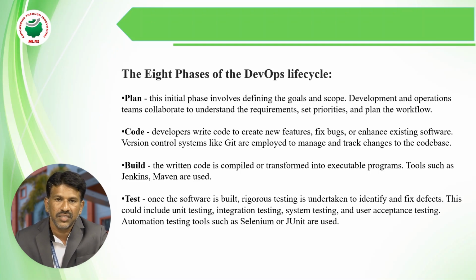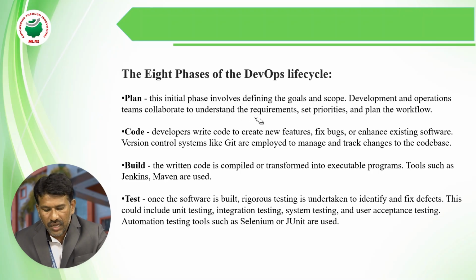In these 8 phases, 4 are divided into the left and 4 into the right. The 4 on the left side are performed by development, and the right side is performed by operations. Now we'll see the development. The first one we can call the plan. This is the initial phase. It involves defining the goals and scope. Development and operations teams collaborate to understand the requirements, set the priorities, and plan the workflow.